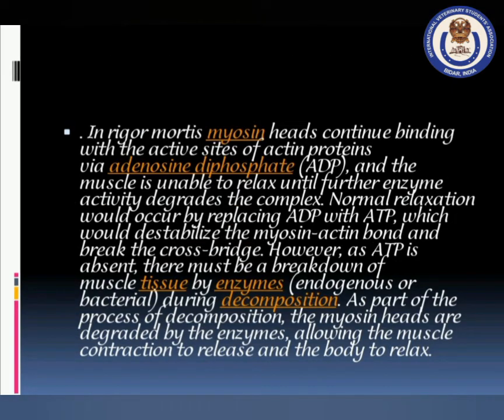In rigor mortis, myosin heads continue binding with the active sites, and the muscle is unable to relax until further enzyme activity degrades the complex. Normal relaxation would occur by replacing ADP with ATP, which would destabilize the myosin-actin bond and the cross bridging. However, as ATP is absent, there must be breakdown of muscle tissue by enzymes during decomposition. As part of the process of decomposition, the myosin heads are degraded by the enzyme, allowing the muscle contraction to release and the body to relax.